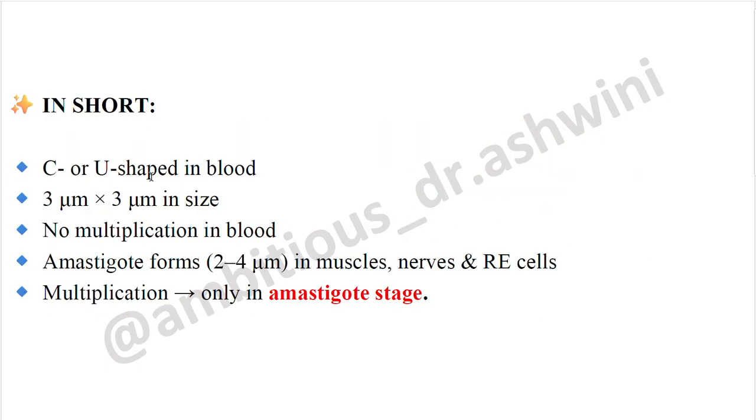In short, it is C or U-shaped in blood, 3 micrometer by 3 micrometer in size, no multiplication in blood. Amastigote forms, 2 to 4 micrometer, in muscles, nerves, and reticuloendothelial cells. Multiplication only in the amastigote stage.